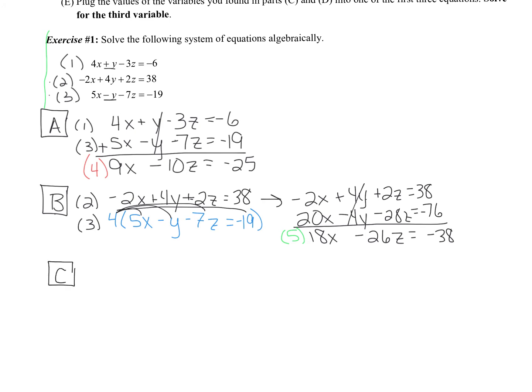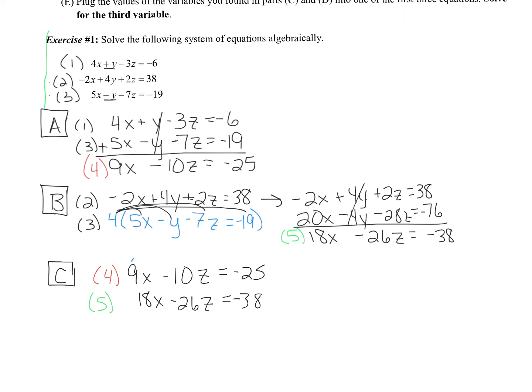So I'm going to bring in equation 4, which is 9x minus 10z equals negative 25, and I'm also going to bring in equation 5, which is 18x minus 26z equals negative 38. Looking at this, the easiest way to manipulate these equations is to multiply equation 4 by negative 2, which will create a negative 18x. So that's what I'm going to do.